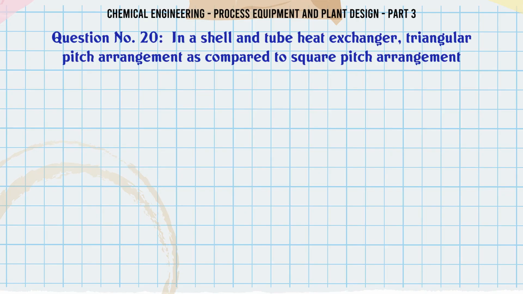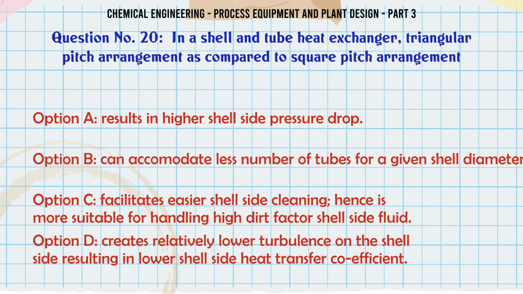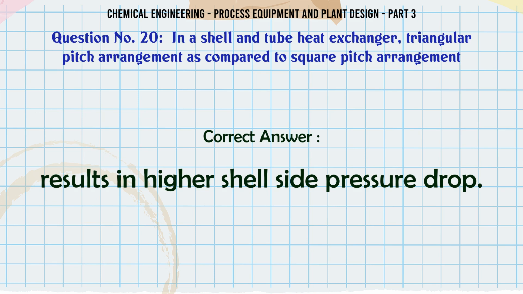In a shell and tube heat exchanger, triangular pitch arrangement as compared to square pitch arrangement, A. results in higher shell side pressure drop. B. can accommodate less number of tubes for a given shell diameter. C. facilitates easier shell side cleaning, hence is more suitable for handling high dirt factor shell side fluid. D. creates relatively lower turbulence on the shell side, resulting in lower shell side heat transfer coefficient. The correct answer is results in higher shell side pressure drop.